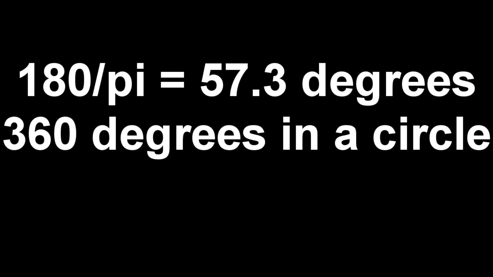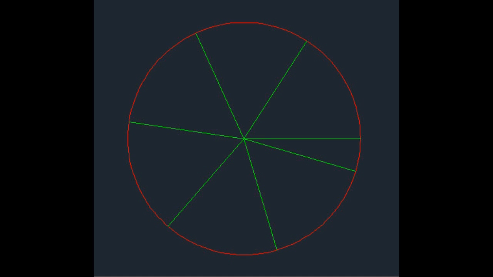One radian is 180 over pi. It is the angle that it takes for one radius to go along the circumference.